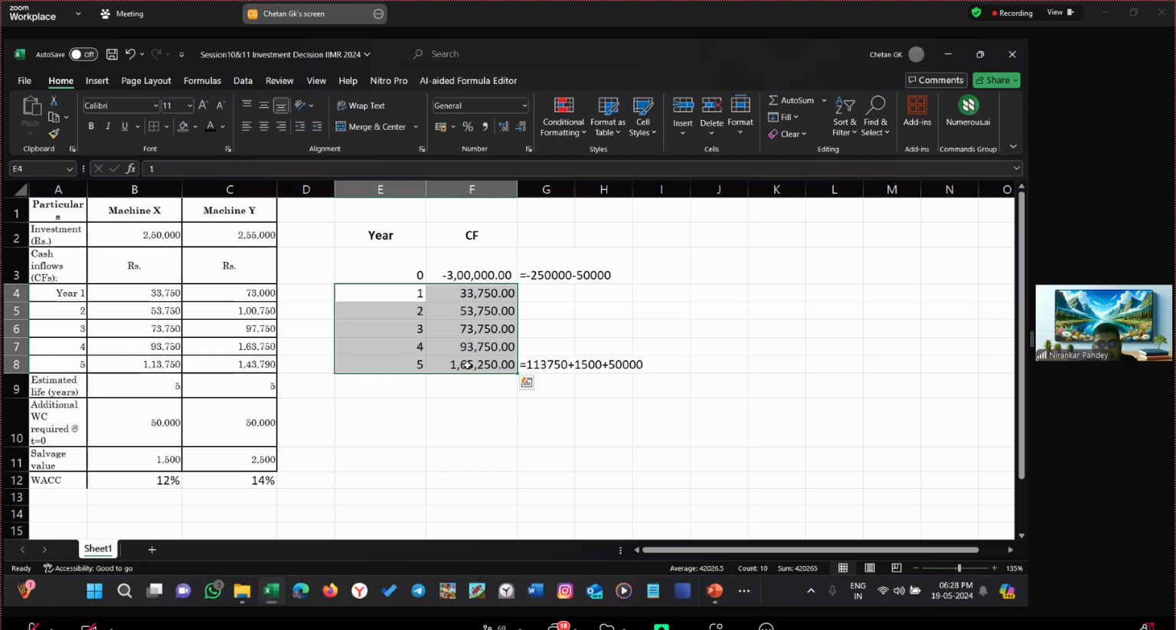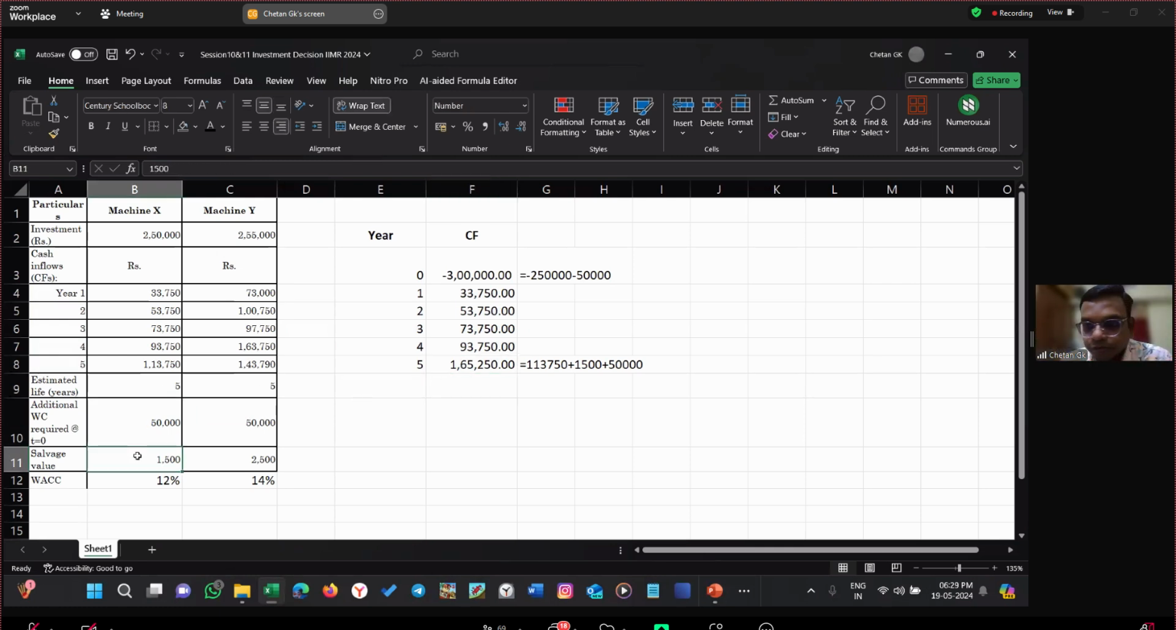Why are we adding 1,500 and 50,000 into this? Earlier, 1,500 is the salvage value, we discussed it in the format. Salvage value will come back to you once you sell. I'm asking why 50,000 is added at year 0 and also in the 5th year. Working capital is normally invested at year 0 and that is going to get released in the 5th year. In layman's terms, what went out of your pocket and what came back to your pocket. Yeah, what you invested you got back. That is possible only in the case of working capital.